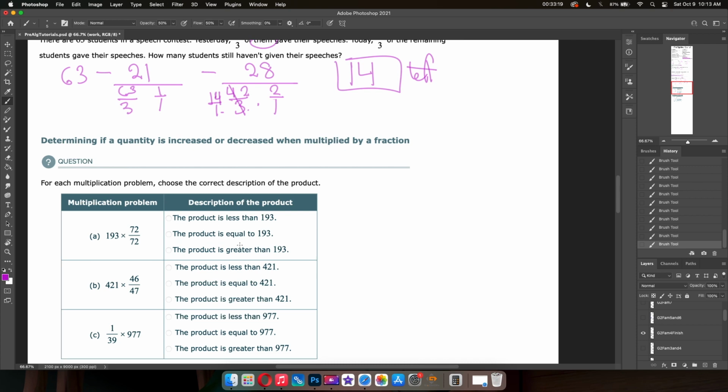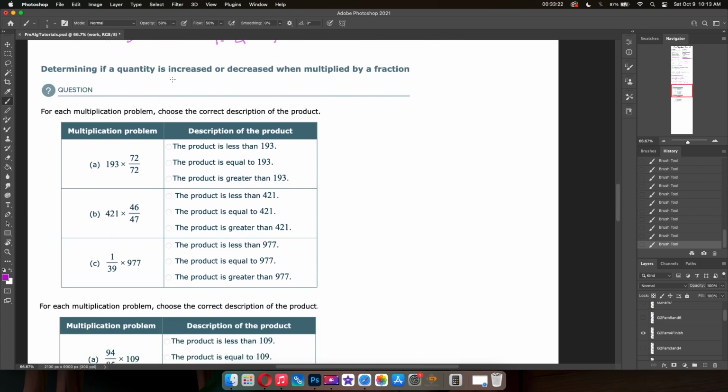And then determining if the quantity is increased or decreased when multiplied by a fraction. I've had a couple of kids come to me with this problem, and then when I explain it, they're like, wow, miss, it's really that simple? And yes, it's going to be this simple. What you're doing is you're looking at your fraction. 72 over 72 is 1. Any number times 1 is itself, so it's going to be equal.